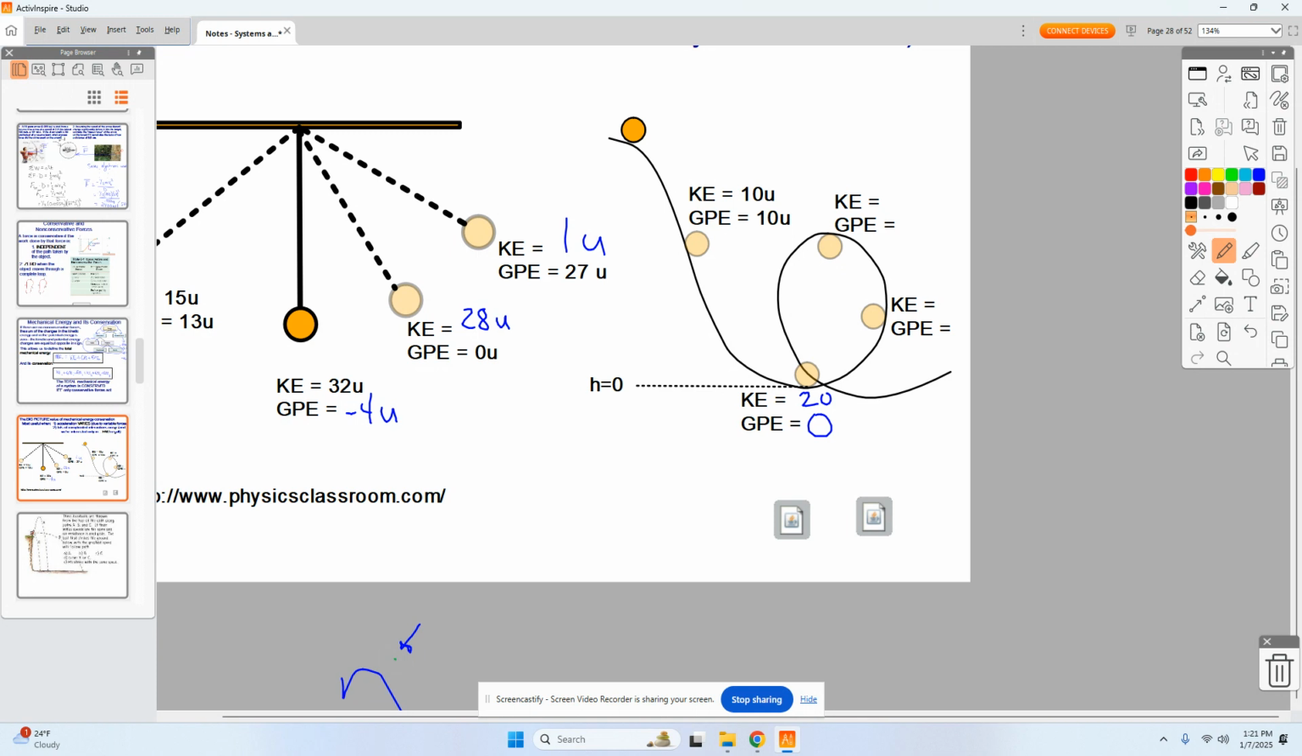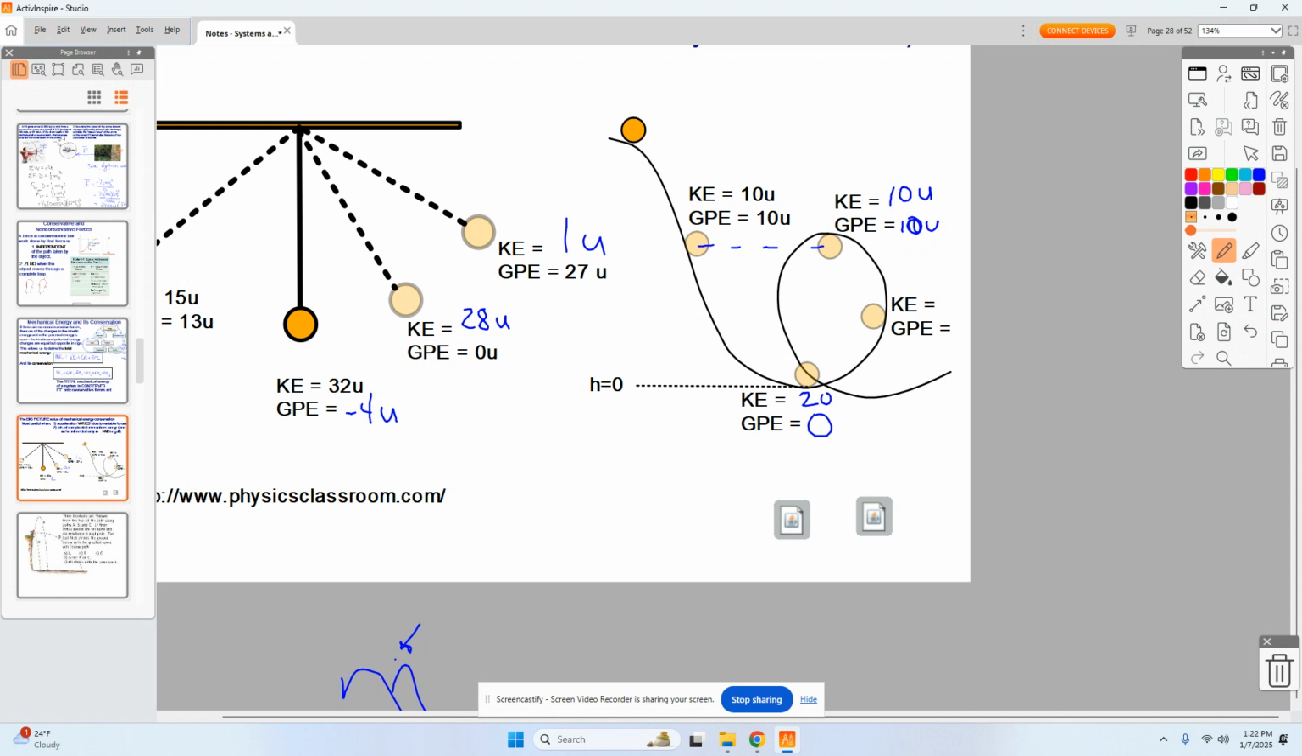How about here? It's halfway up from that position. Maybe it's easier to do this one. Would you agree that it's at the same position as that one, so this must have the same energy configuration? It's got to be 10 units of kinetic and 10 units of gravitational. And that's because the energy is associated with where it is, height-wise. Gravitational potential energy depends on its height, but the total has to be 20.